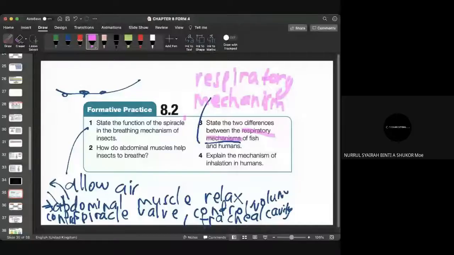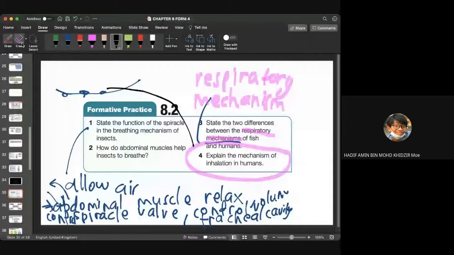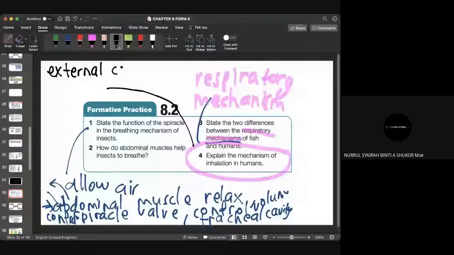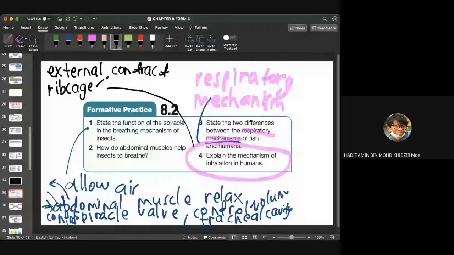Okay. Explain the mechanism. Ni apa mantra dia Hadif Amin? Ingat kita belajar. First, the external intercostal muscles contract, while the internal intercostal muscles relax. Betul. Lepas tu? Then the rib cage moves outwards and upwards. Yes. Lepas tu? At the same time, the diaphragm muscles contract and the diaphragm moves downwards to become flat and horizontal.